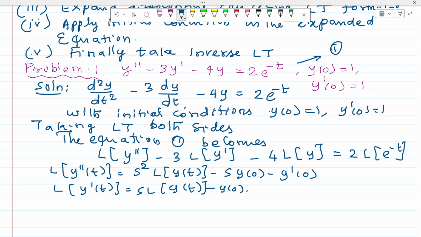Please concentrate on this problem. This problem is compulsory. It will come in the cycle test and then the university examination also, because in these 3 units, 3, 4, 5, only one long question is there, solving the differential equation. So it is a compulsory problem. Now listen, apply these two formulas, apply the Laplace transform formulas in the differential equation.